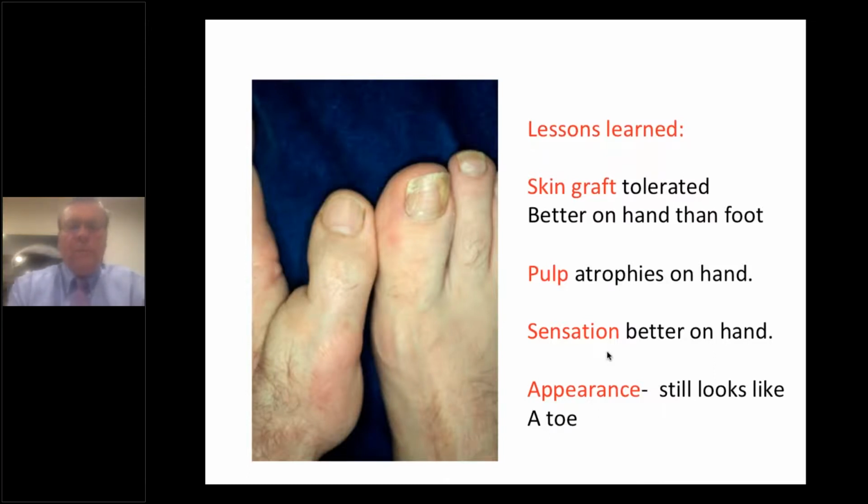But there's several things we learned, and Harry Buncke was the one who pointed this out. One is that the skin graft is better tolerated on the hand than the foot. Without the constant weight bearing and pressure, the pulp will atrophy on the pulp surface. Sensation is better in the hand, and the appearance, it still looks like a toe, but it doesn't look like the opposite toe.